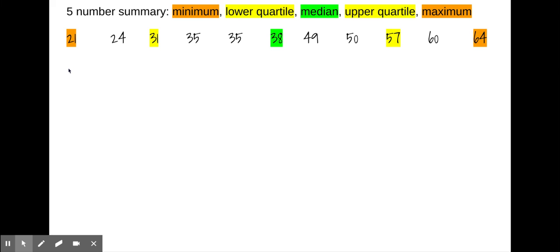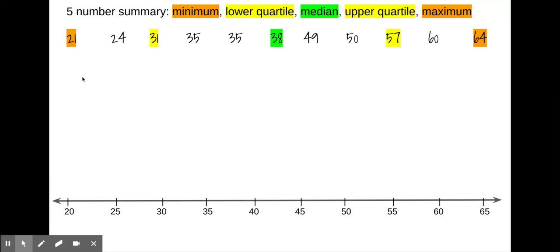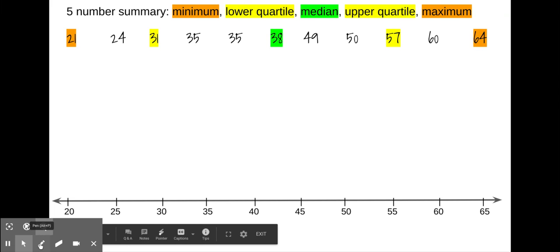The 5-number summary is a quick way to look at the data to be able to see a measure of center with the median and 2 different measures of spread with the range and the interquartile range. Now we're going to take this number line to use our 5-number summary to draw a very quick kind of graphical representation called a box plot. Sometimes it's also called a box and whisker plot.